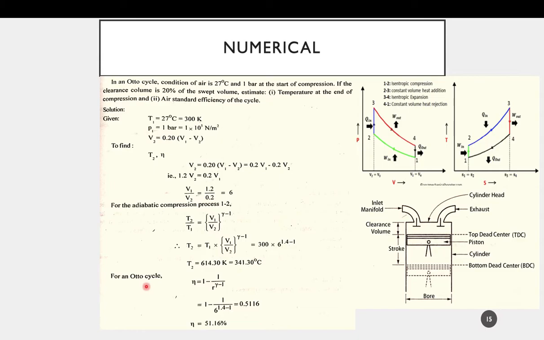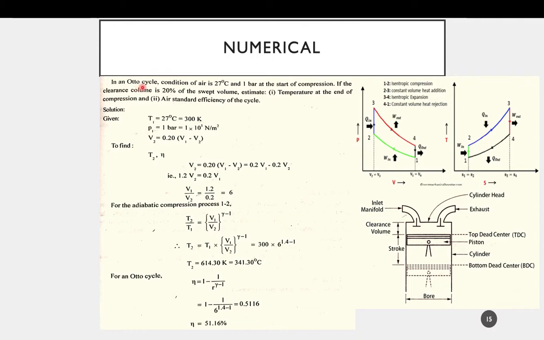So here, in an Otto cycle, the condition of air is 27 degrees Celsius and 1 bar at the start of compression. If the clearance volume is 20% of the swept volume, estimate the temperature at the end of compression and the air standard efficiency of the cycle. Fine.